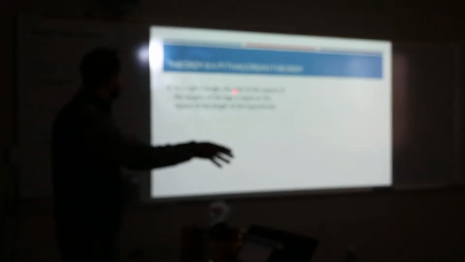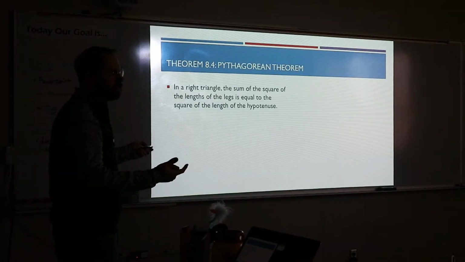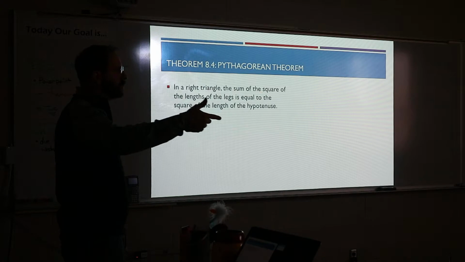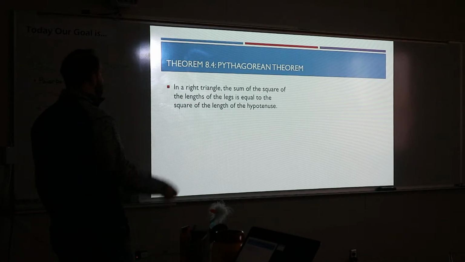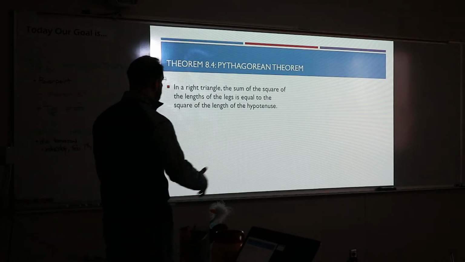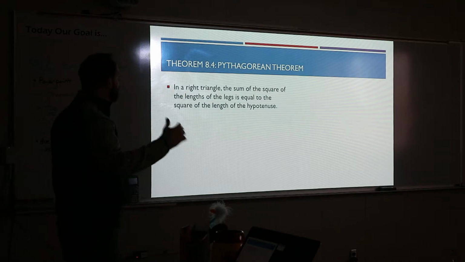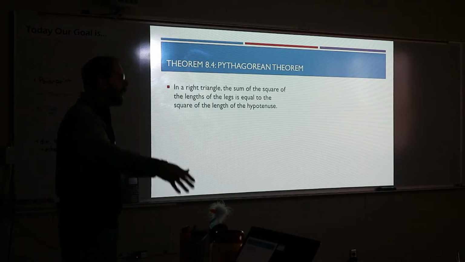Okay, as you're writing, I know you're still writing. What does the word sum mean? You're going to add, and they're going to eventually be equal to. So we're going to be adding the square of the legs. When you square something, you put a little power of 2 on it. And when you add those 2 squared legs together, that's going to equal the square of the length of the hypotenuse.